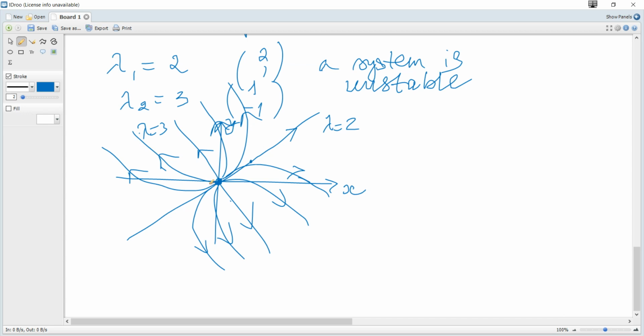trajectories will be parallel, for points far away from the origin, to the vector corresponding to the more negative lambda. So such a system is stable.